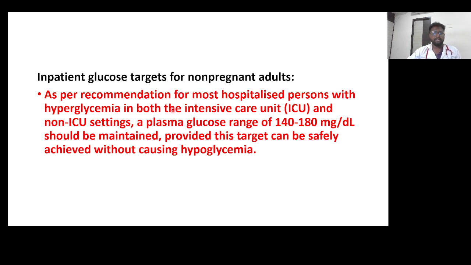So what are the inpatient glucose targets for non-pregnant adults? As per the recommendation, for most hospitalized persons with hyperglycemia in both the ICU and non-ICU settings, a plasma glucose range of 140 to 180 mg per deciliter should be maintained, provided this target can be safely achieved without causing hypoglycemia.